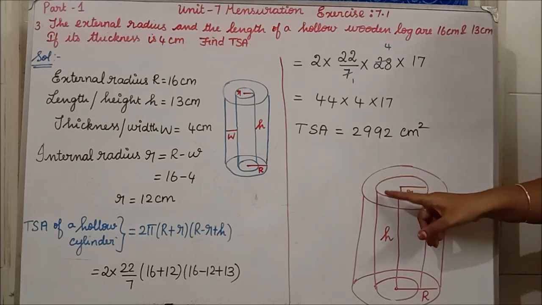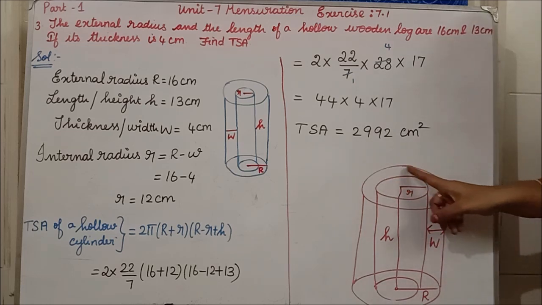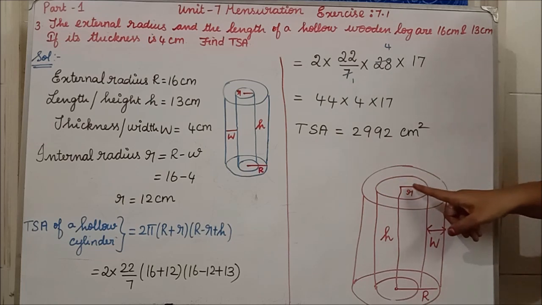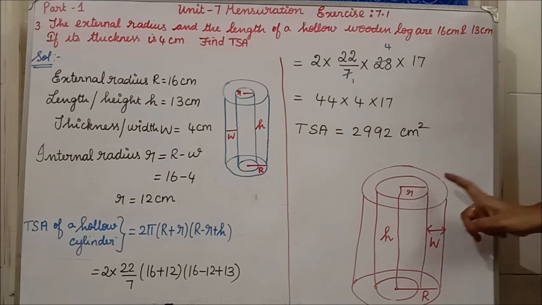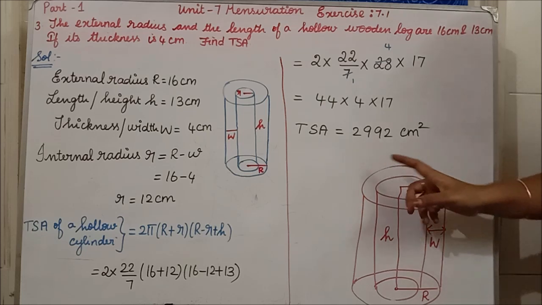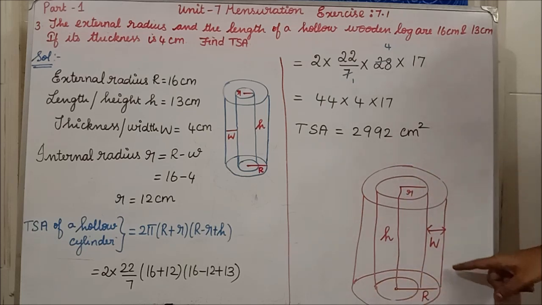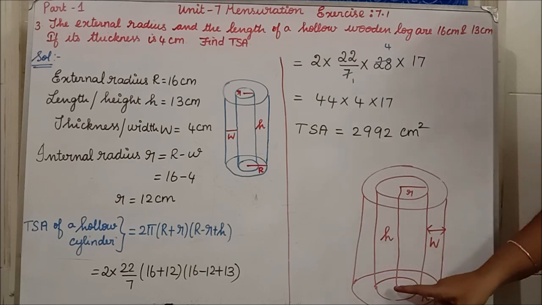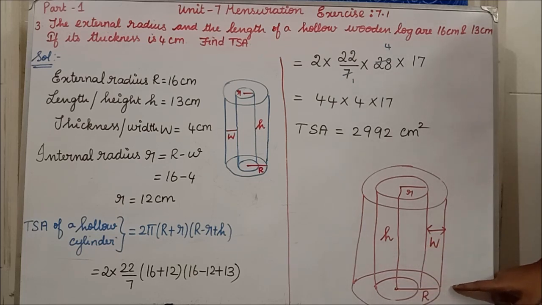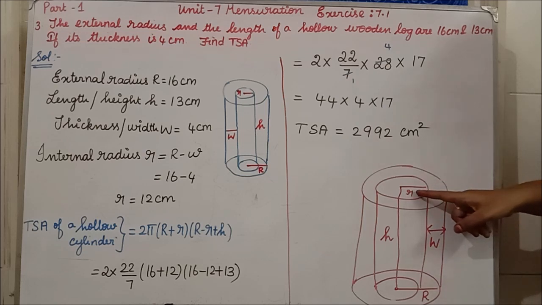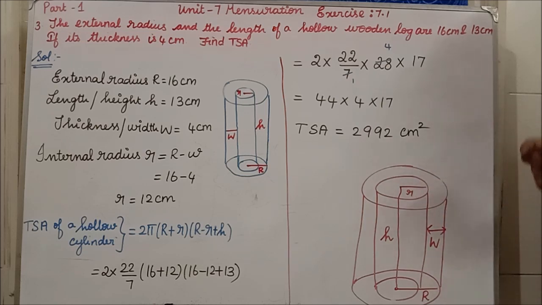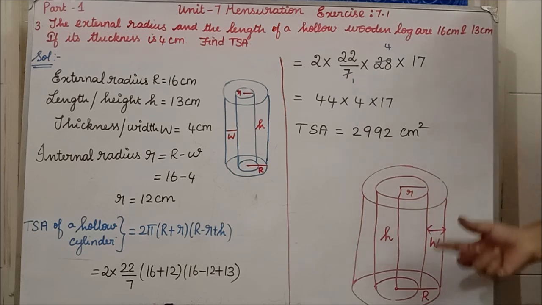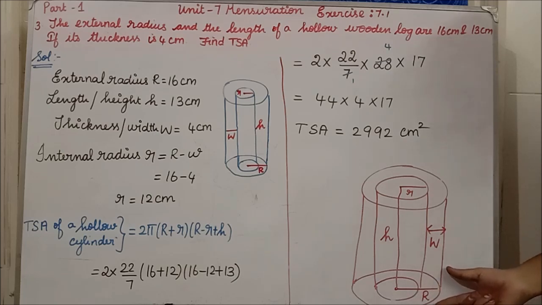Why is the radius different? See, for the inner cylinder, we have a circle, and the radius is drawn from here to here. For the outer cylinder, how will you draw the radius? From the center to the outer edge, isn't it? So the inner cylinder radius you have to take as small r. The outer cylinder radius you have to take as capital R.